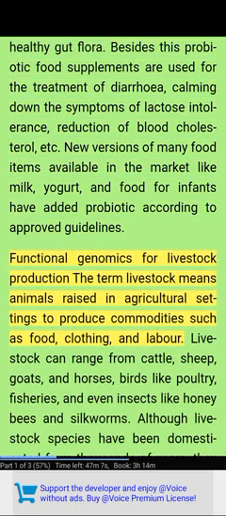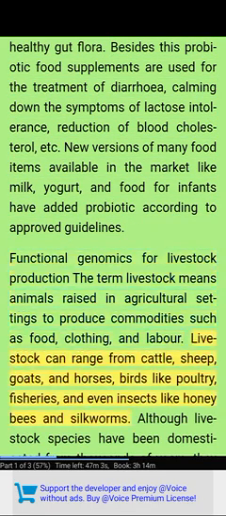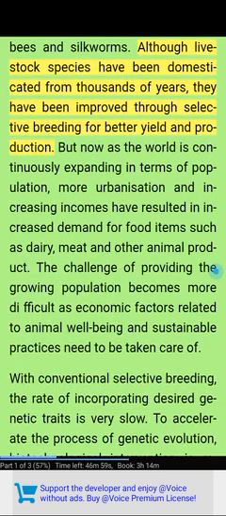Functional genomics for livestock production. The term livestock means animals raised in agricultural settings to produce commodities such as food, clothing, and labor. Livestock can range from cattle, sheep, goats, and horses, birds like poultry, fisheries, and even insects like honeybees and silkworms. Although livestock species have been domesticated for thousands of years, they have been improved through selective breeding for better yield and production.